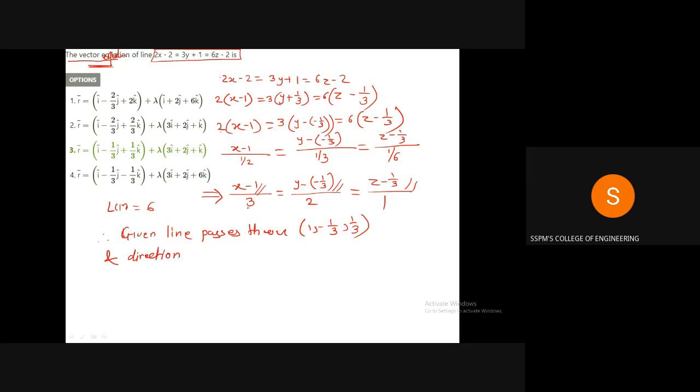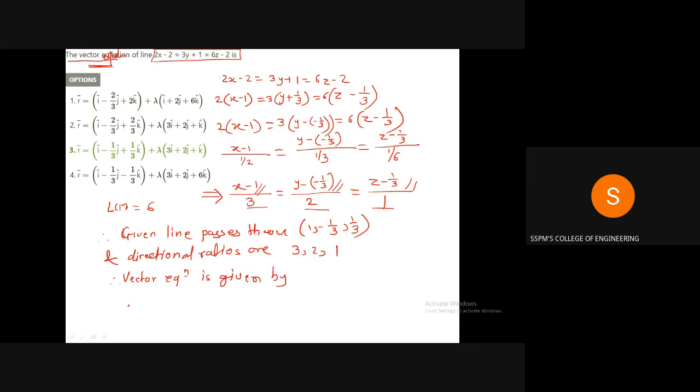Directional ratios are in the denominator. So the directional ratios are 3, 2, 1. These are the directional ratios. So how is the vector equation represented? It is given by this.